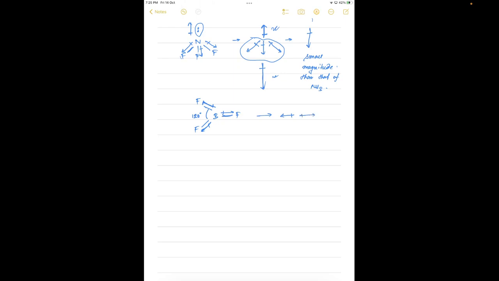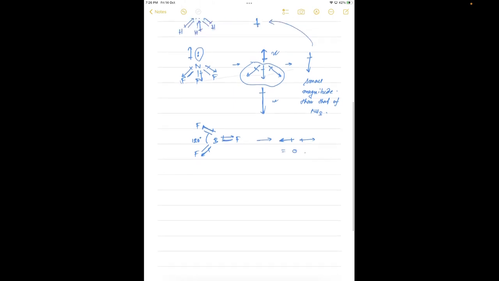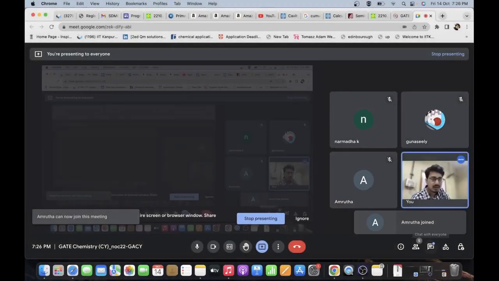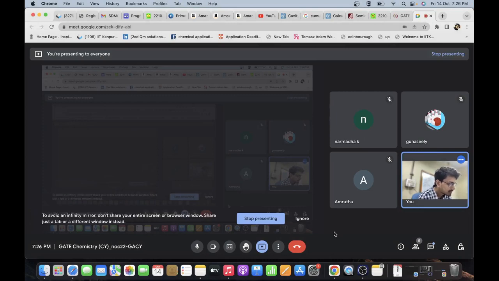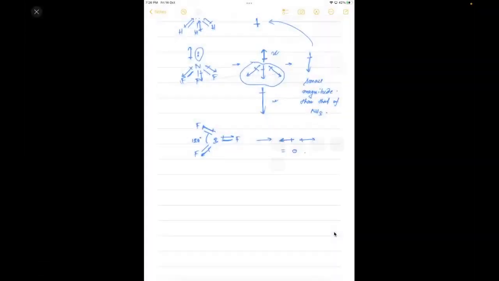Due to this trigonal geometry and the ideal 120 degree bond angle, these two dipole vectors will cancel each other out, because they are 180 degrees apart and opposite in direction. So the magnitude of the resultant dipole vector will be 0. So BF3 will be non-polar in nature.